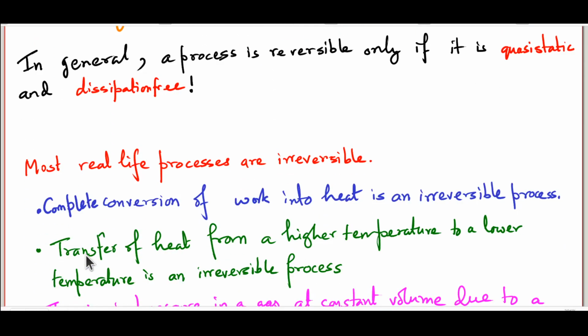Another thing which happens all the time is transfer of heat from a higher temperature to a lower temperature without any other effect. This is also an irreversible process. These are the two processes that we talked about at the very beginning of today's lecture, and in fact, have talked about earlier also. You cannot have a process by which heat is taken from a colder body and transferred to a hotter body without external work being done or anything else changing on the outside.